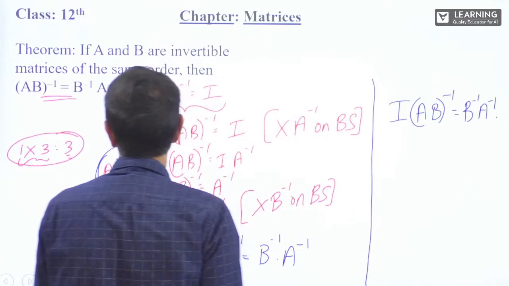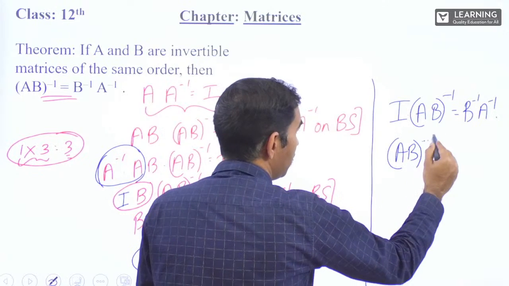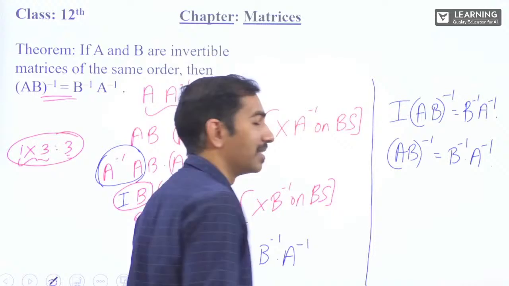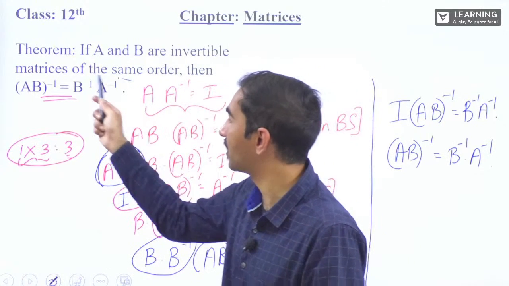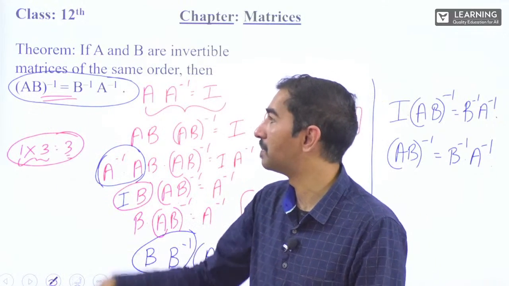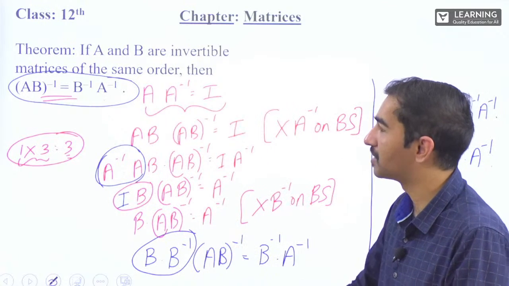So finally we can write AB the whole inverse is equal to B inverse into A inverse. So this is another theorem. So students, these theorems, only the proofs are important. Okay, the proofs are important, means this you have to remember here. This proof will not be asked in the examination. I'm just solving this for you here.